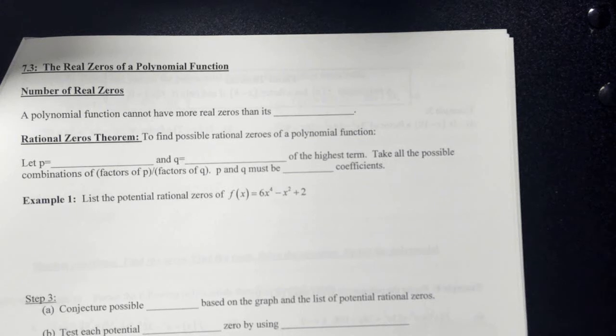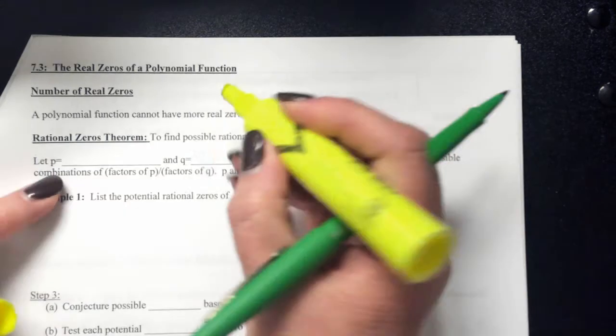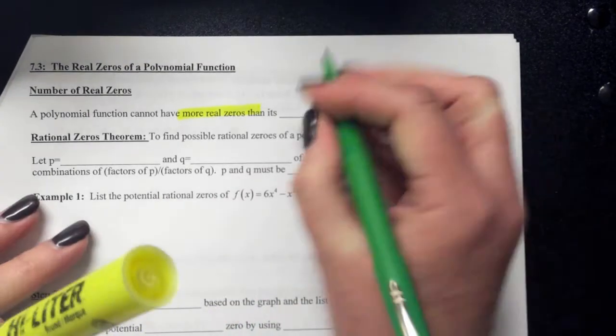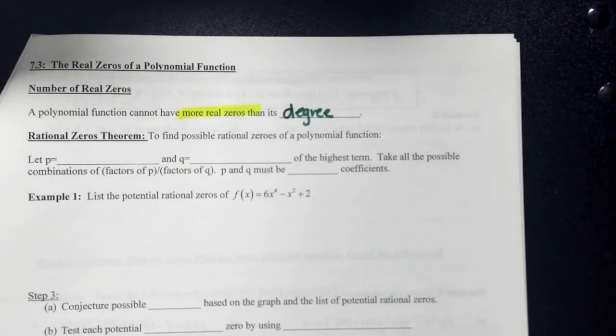Back in Algebra 2. We talked in the last section about the maximum number of turning points. Remind me again, what's the maximum number of turning points of a polynomial? It's going to be one less than the degree. So there's another theorem which talks about the zeros. A polynomial function can have no more zeros than its degree. So if it's a third degree polynomial, it can have no more than 3 zeros. Remember, the number of turning points is 1 less than the degree. The number of zeros has to be the same as the degree.